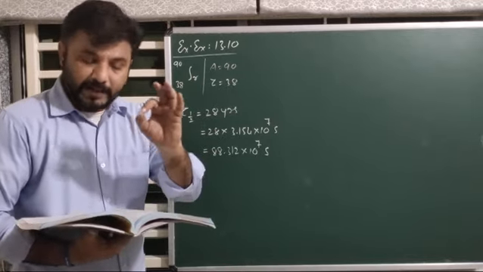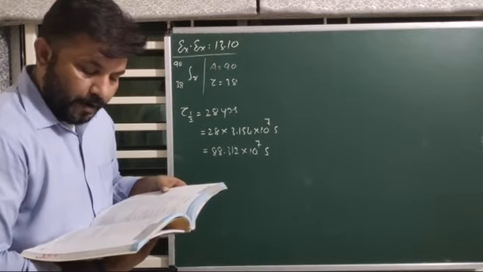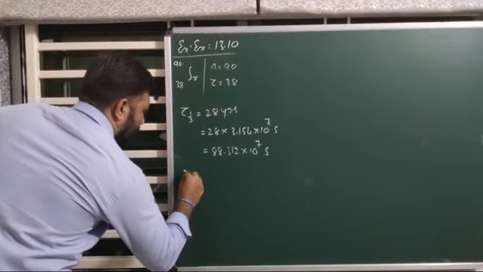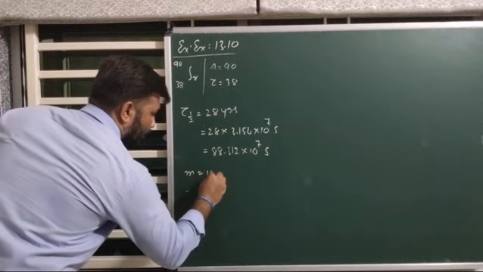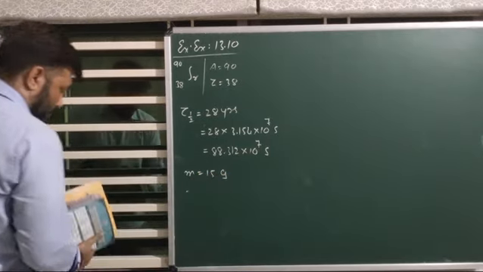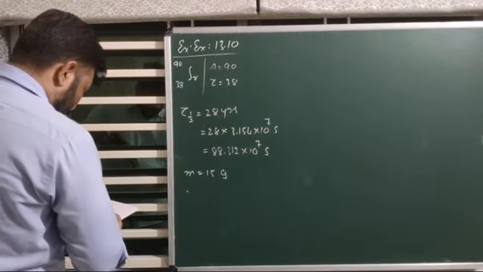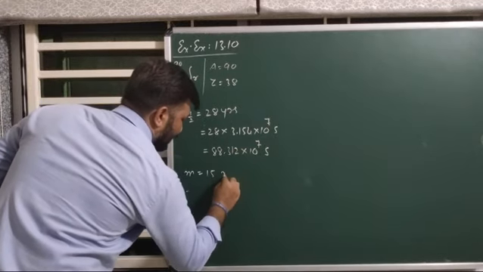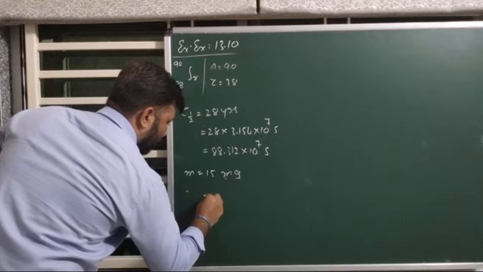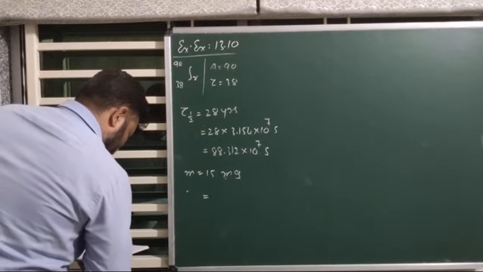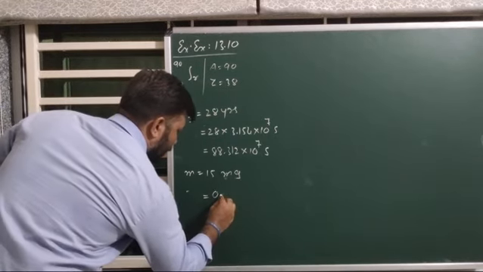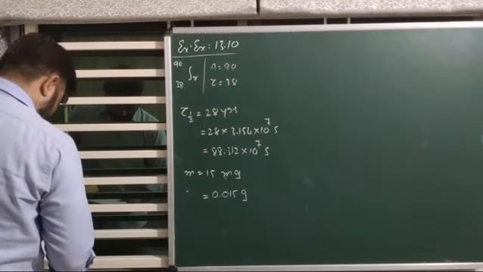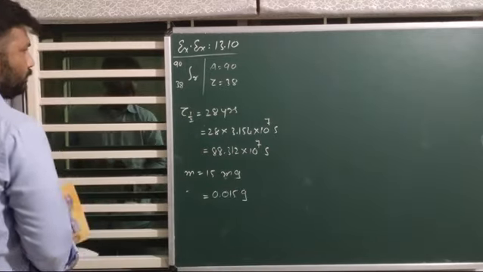Then what is the disintegration rate? You have to find the rate of disintegration, and the mass is given, that is M equals 15 milligram, sorry. So this 15 milligram you have to convert into gram, so it is 0.015 gram. Clear? Okay.